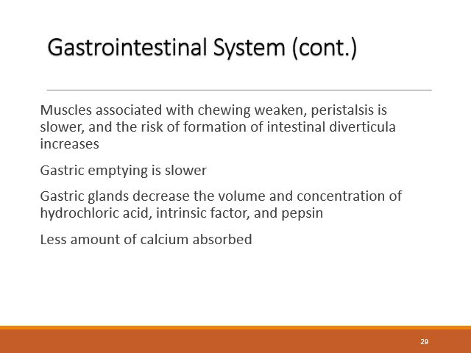Gastric glands decrease the volume and concentration of hydrochloric acid. The intrinsic factor, the B12, is less, and pepsin is less. So they might be anemic as well. Less amount of calcium is absorbed. So that's why the sunshine sometimes helps, or maybe they need medication, calcium.